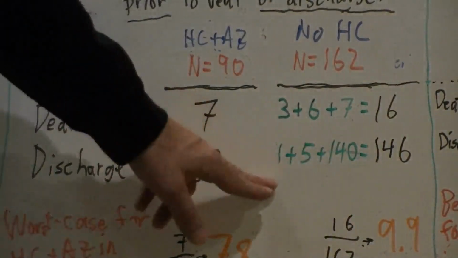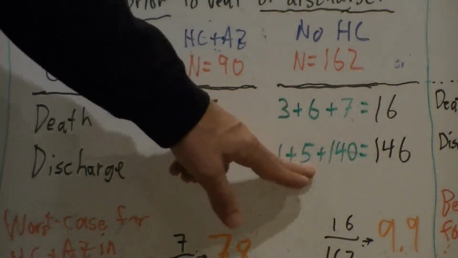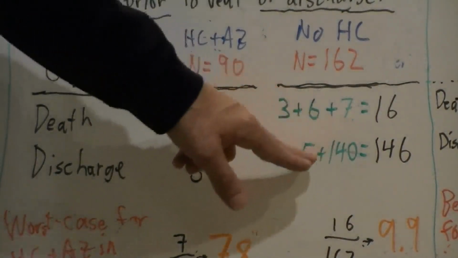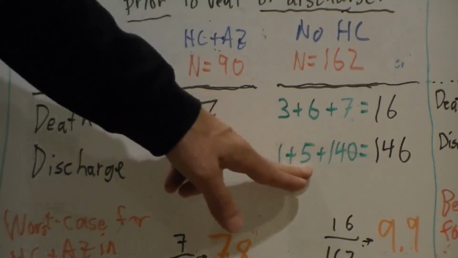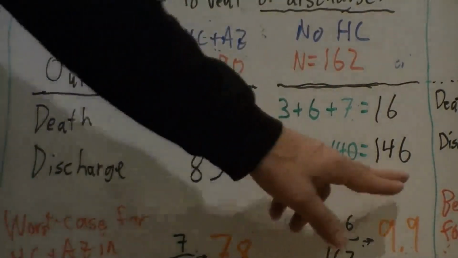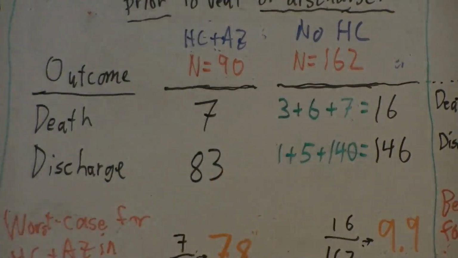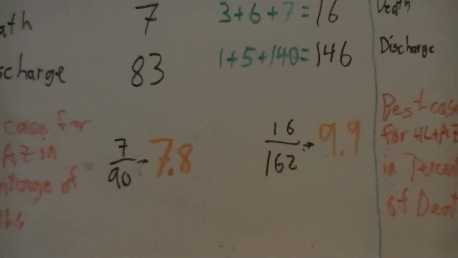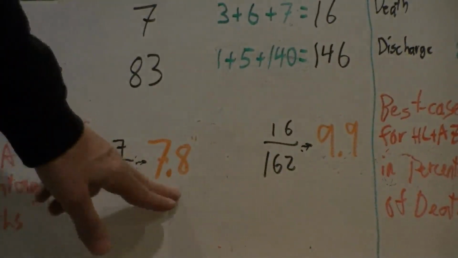Okay, and we also know that 146 were discharged by doing the complement cases over here, where we had the 1 from the no HC group, 5 that were transferred over to HC, 5 from the no HC group transferred to the HC plus AZ, added to the 140 that we know were discharged there at the end, and we'd have 146. The significant part here is that we now can calculate this percentage as well and do a little comparison. And even for the worst case scenario for the HC plus AZ, the number comes out better.